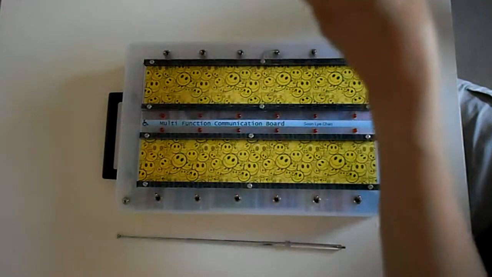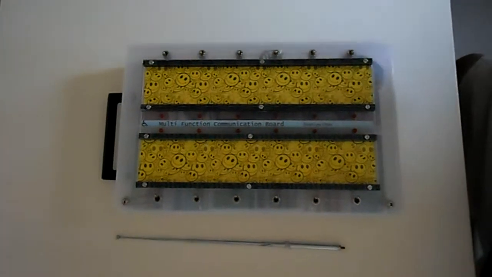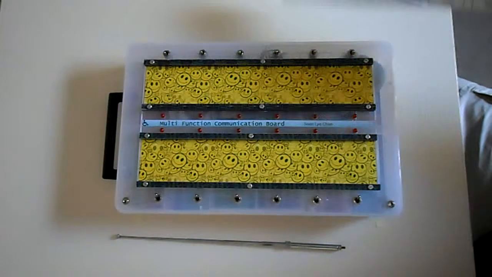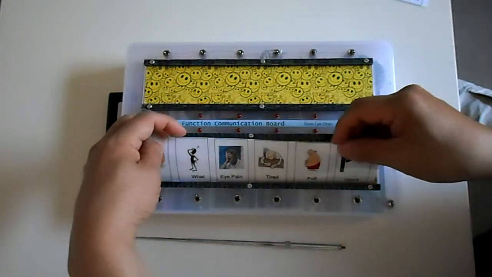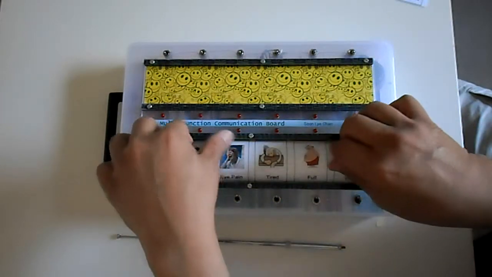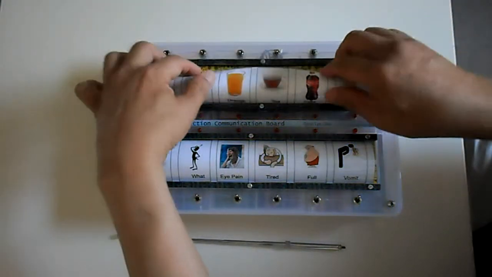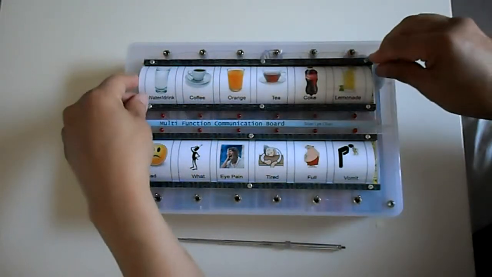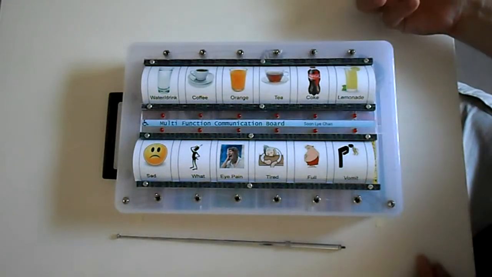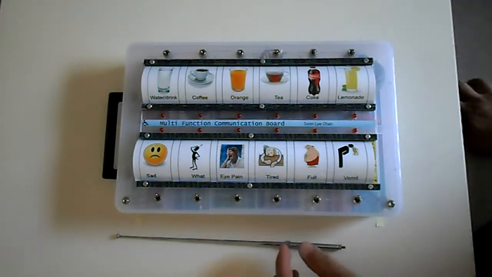Another example. And here we have what are typical needs, and again the teacher could be on this side and the client on this side.